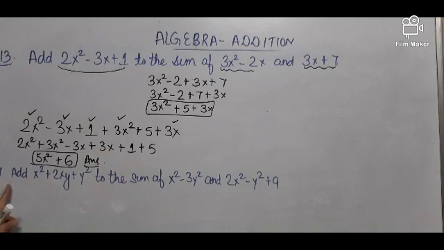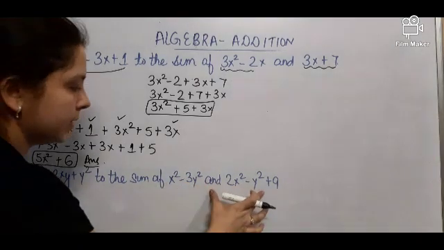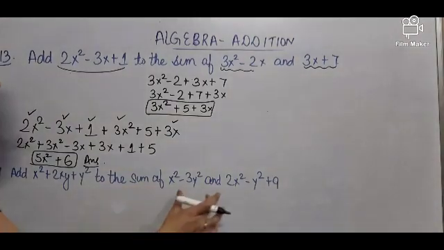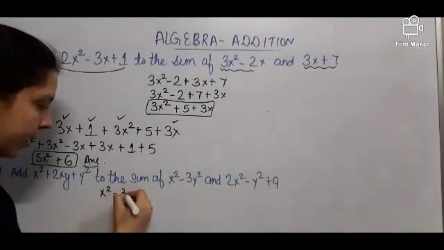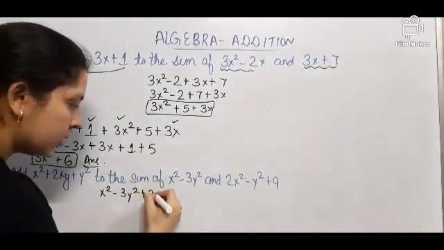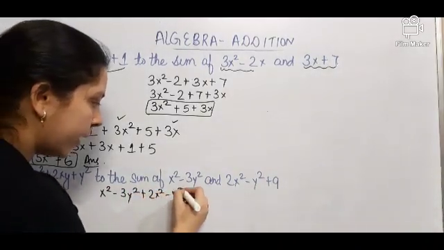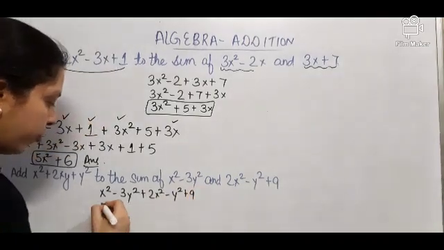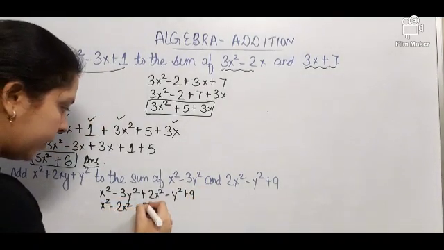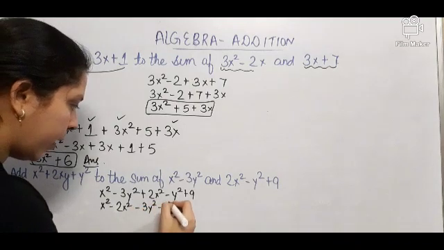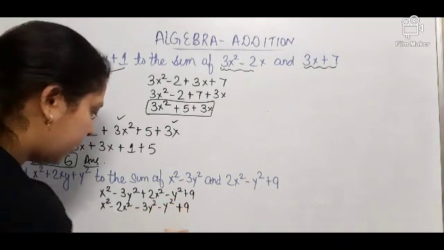Okay, let's consider the next question, number 14. Add this to the sum of this. Again, the question is same. We have to find the sum of this first. x square minus 3y square plus 2x square minus y square plus 9. So we have to add up all the like terms. Minus 3y square minus y square and plus 9.